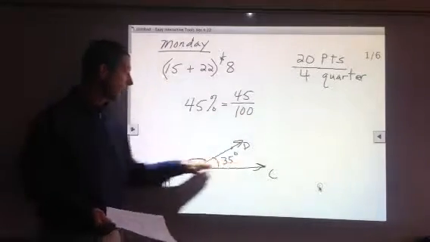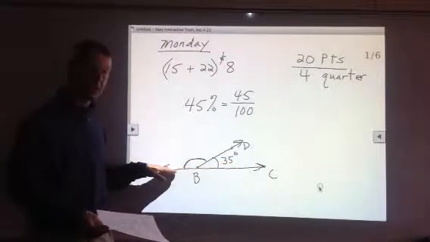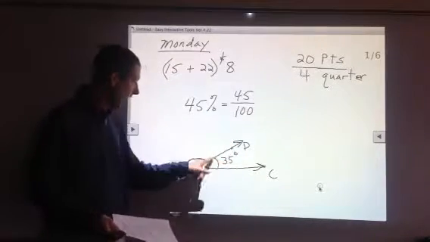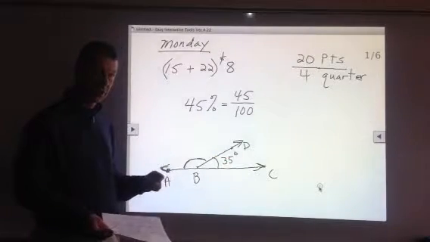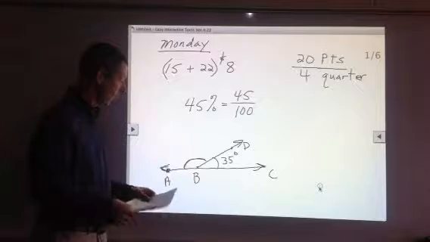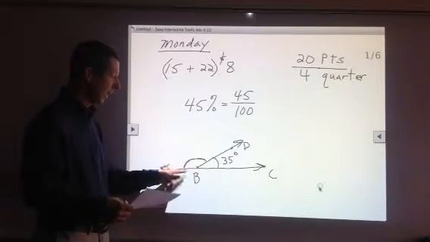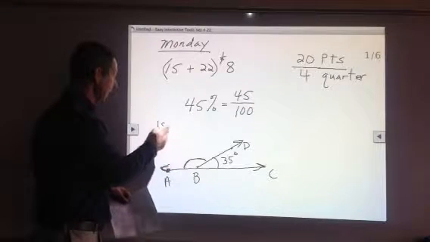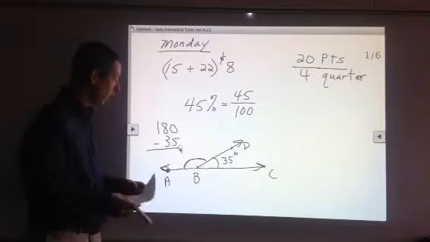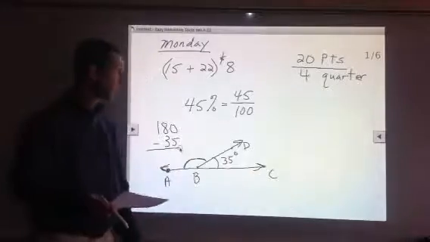Here is a situation where this line is a straight line, which is 180 degrees. So if we know that this angle here is 35 degrees, we can take 180, because we know the entire line is 180, and subtract 35 from it, and we'll have this angle right here. So 180 minus 35 is going to give you this angle. The two together make a straight line.